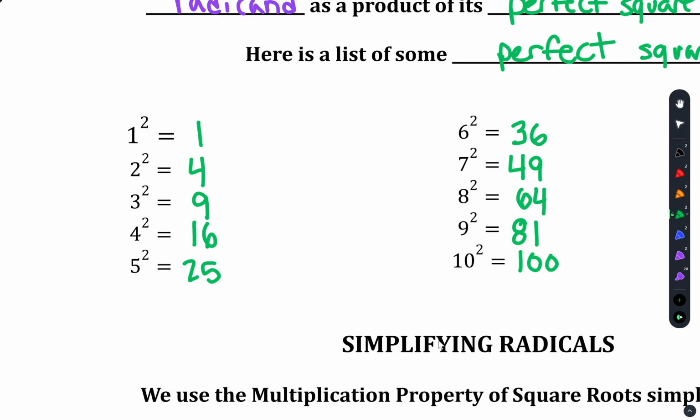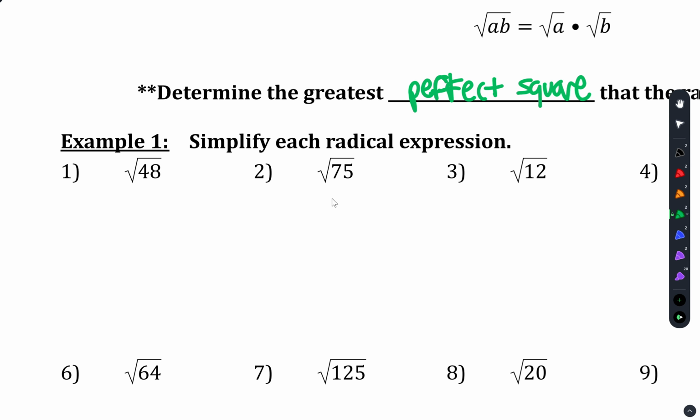So obviously I can't go 49. 49 is too big. So I'm going to start at 36. That does not divide out evenly. 25 does not divide out evenly. 16 is the first one that divides out evenly. So that's 16 times what? 3. So I'm going to write that as 16 times 3. I'm going to put the radical around it.